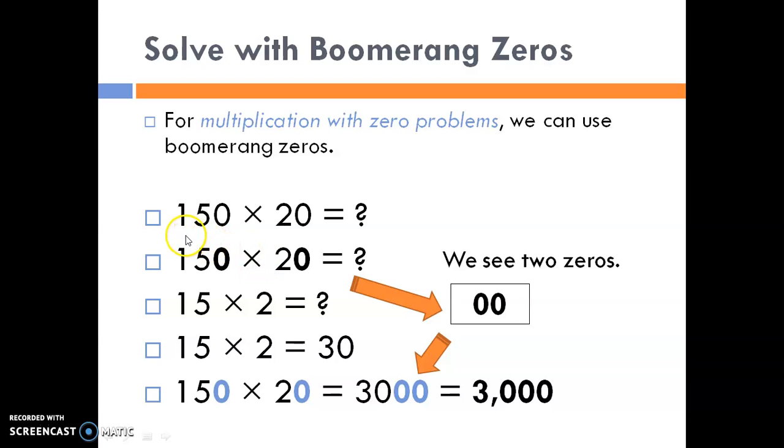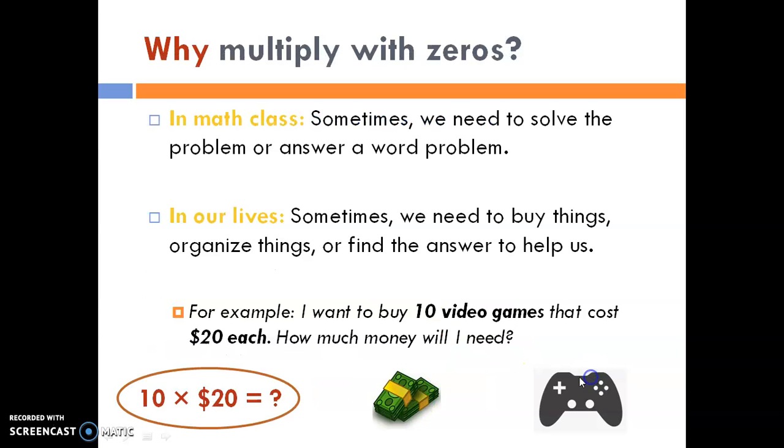Here is another one. 150 times 20. Here, 2 boomerang zeros out. 15 times 2 equals 30. We can still do this with the 15. Here is the 30. Boomerang back the 2 zeros. Our answer is 3,000. Let's take a look at our first problem.